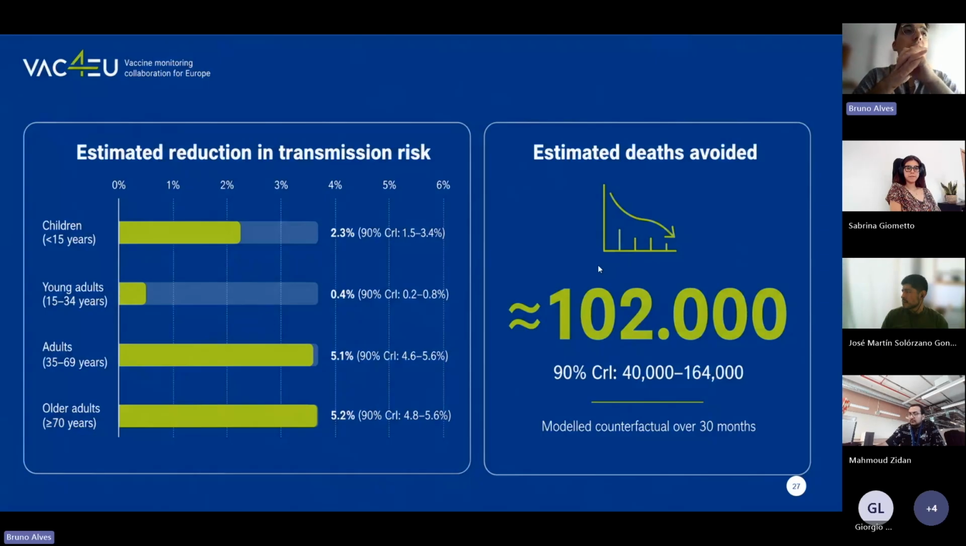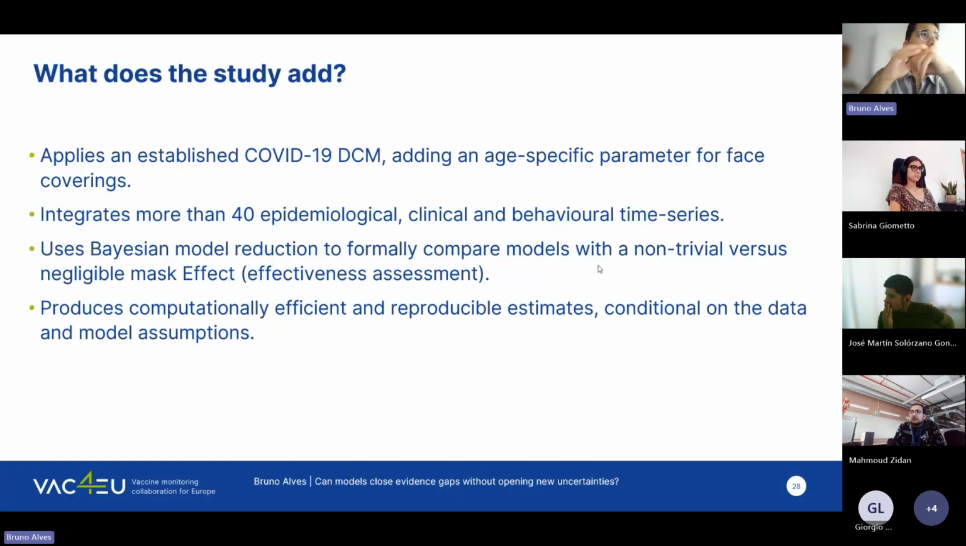On the left, you can see the effectiveness that they estimated. So for children, we are talking about 20% with this credible interval associated. For young adults, 0%. And for both adults and older adults, we have this 5% reduction in transmission risk. And we are talking more or less 100,000 deaths avoided with this credible interval of 14,000 and a lot more deaths avoided.